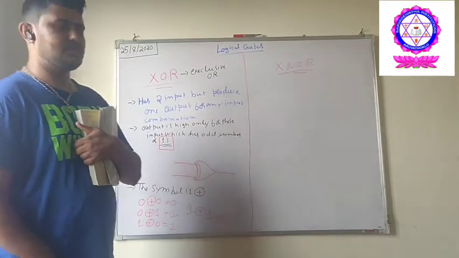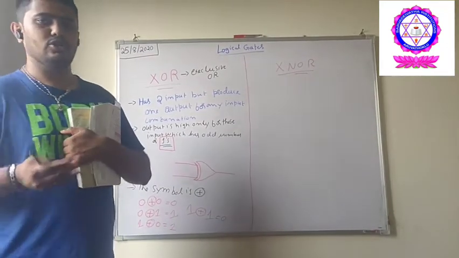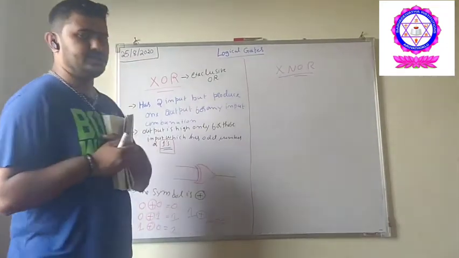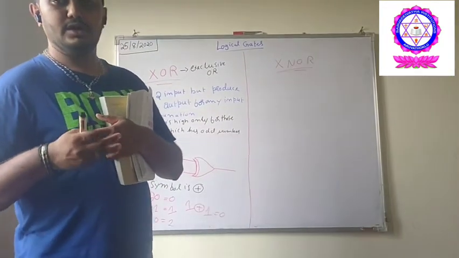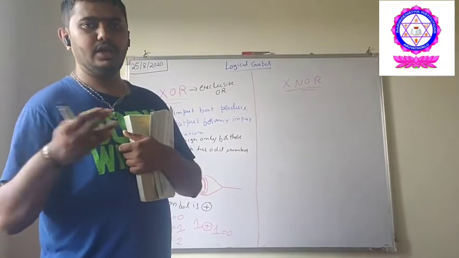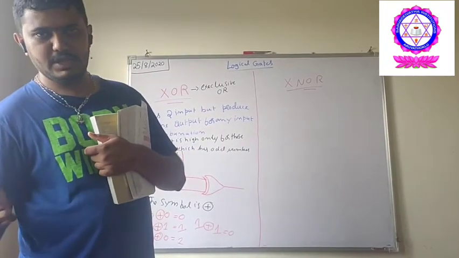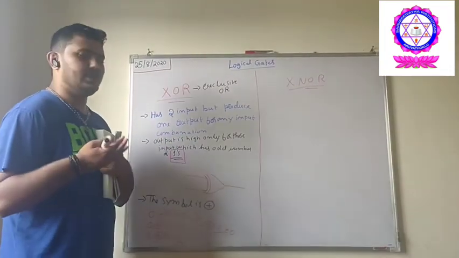Today in this class, let us extend some more concepts regarding the logical gates. Yesterday we completed the basic gates AND, OR and NOT, and we also saw some derived gates, NAND, NOR.